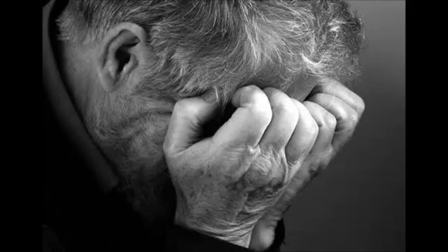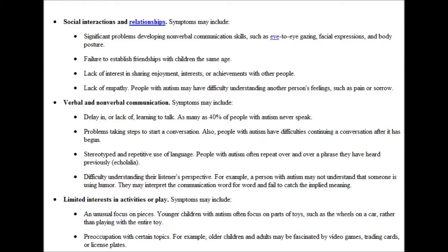But how would you know if you had ASD? Like, what are the symptoms? Well, there are a bunch of symptoms that range from significant problems developing communication skills, like facial expressions and body posture, or lack of interest in sharing enjoyment, interests, or achievements with others, or a delay in or lack of learning to talk, which 40% of people who have ASD have, or stuff like a limited interest in play and activities.